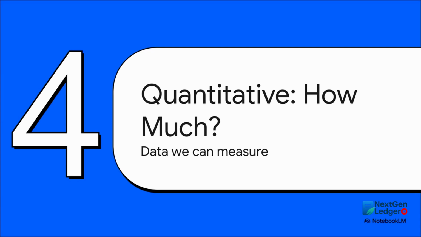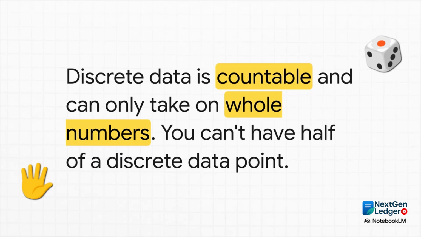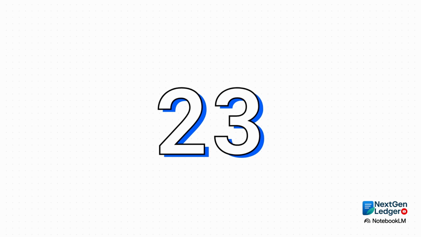Okay, so we've got the descriptive what covered. Now let's jump over to the measurable, how much. It's time to talk about the world of numbers, counts, and measurements, quantitative data. First up in the quantitative family is discrete data. Discrete basically means separate. This is data you can literally count, and it always comes in whole numbers. You can't have half of a discrete data point. For example, the number of students in a classroom. You can have 22 students, you can have 23 students, but you can't have 22 and a half students. It just doesn't work that way. It's always a solid whole number.